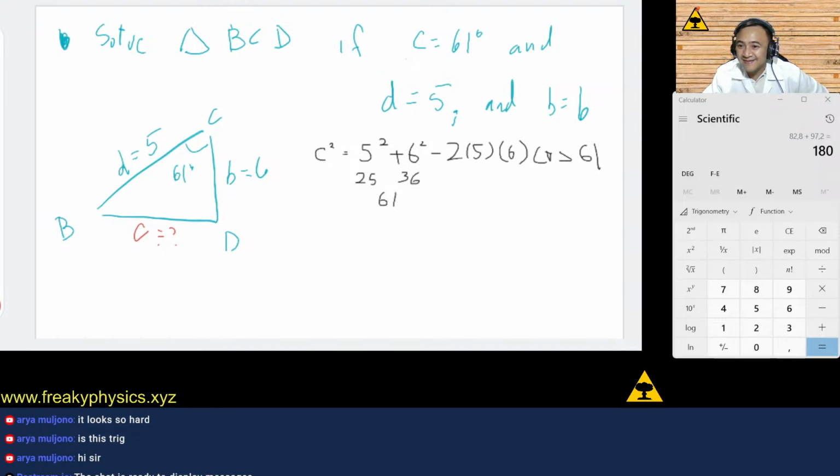2 times 5 times 6. Oh, that is a wrong number. Negative 60, and then this would just be... No, cosine. Not yet. You cannot subtract them yet because this one has the negative cosine 61, it's multiplied by negative cosine 61, correct. So that times cosine 61.